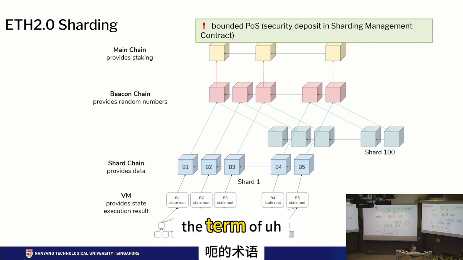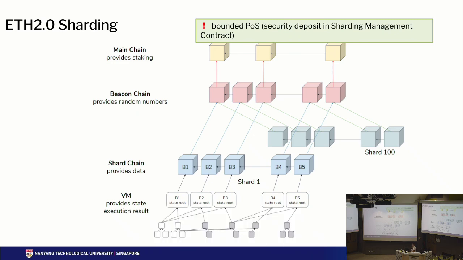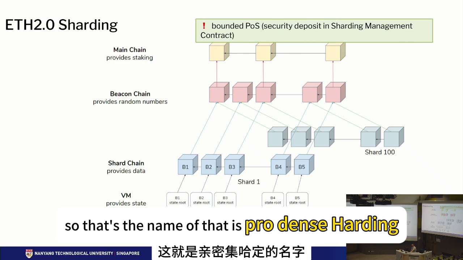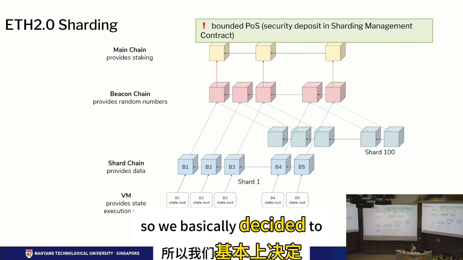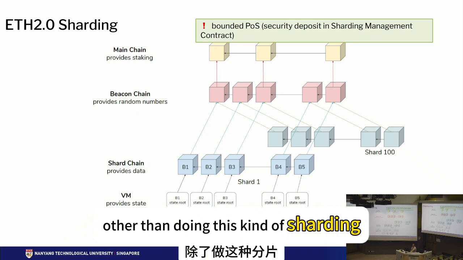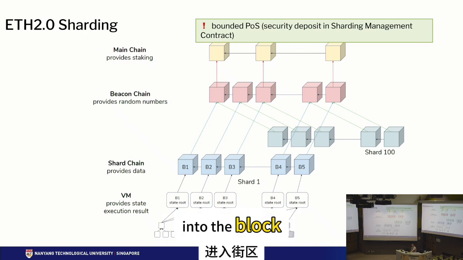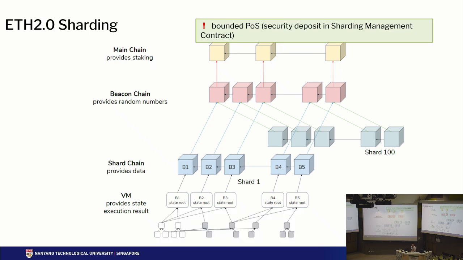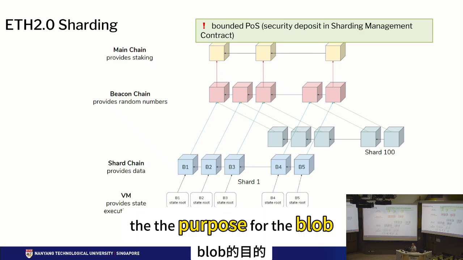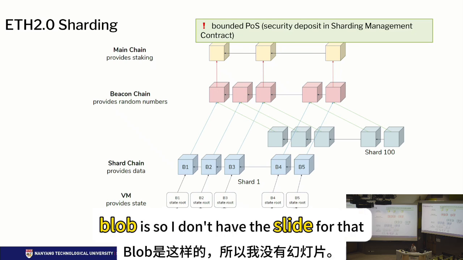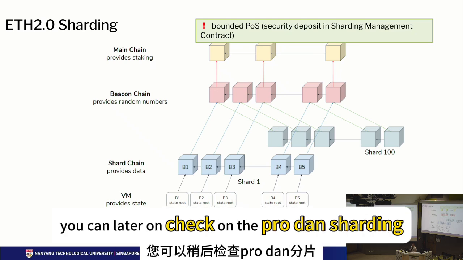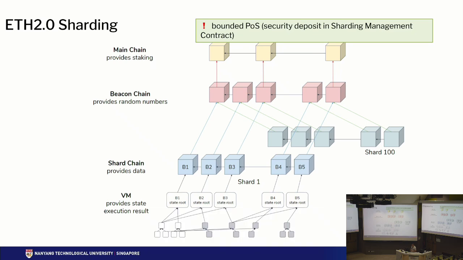If you have heard about the term EIP-4844, the name of that is proto-danksharding. So they basically decided, other than doing this kind of sharding, to have a blob in the block. It's a little bit difficult to pronounce. The purpose of the blob, so I don't have the slide for that, you can later check the proto-danksharding EIP to see how they do that.